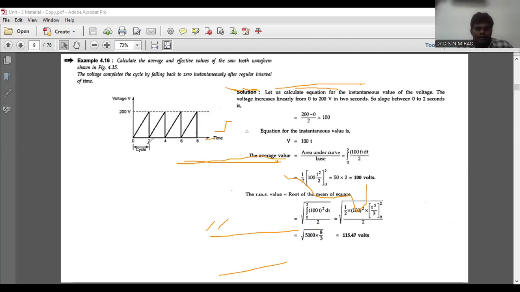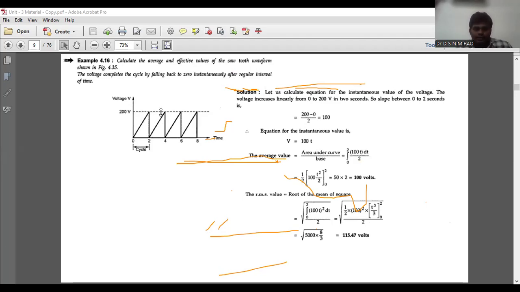First we should identify whether it is a symmetric signal or an unsymmetric signal. If it is a symmetric signal, we should calculate the average value for half cycle only. If it is an unsymmetric signal, the average value should be calculated for the full cycle. Similarly for RMS value, if it is a symmetric signal, we can calculate for either half cycle or full cycle, and the same value will be obtained. If it is an unsymmetric signal, the RMS value should be calculated for the entire cycle only.